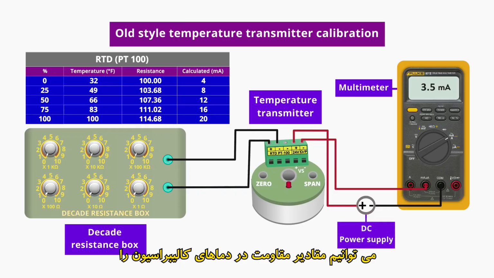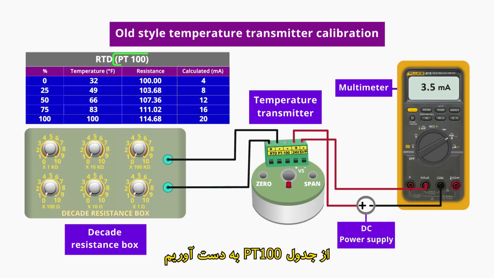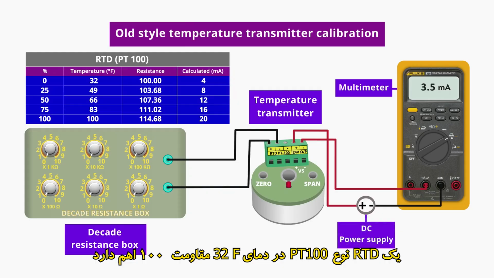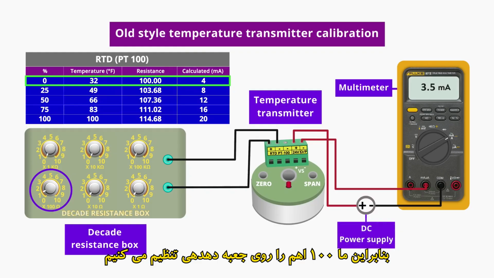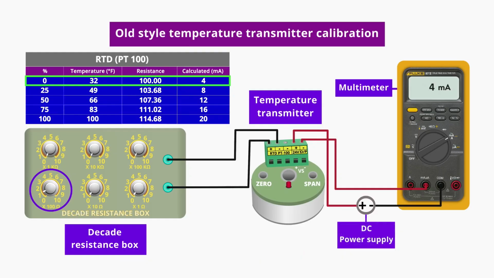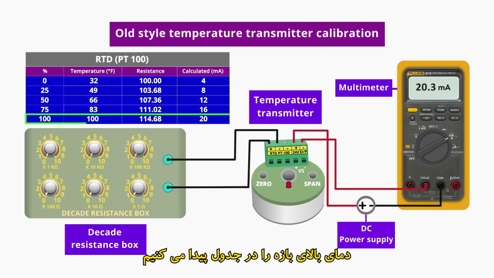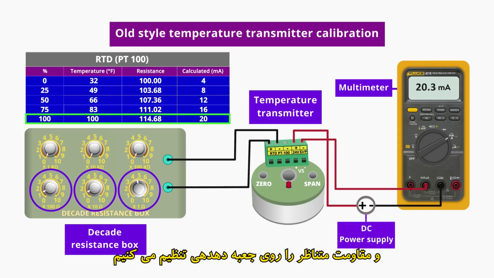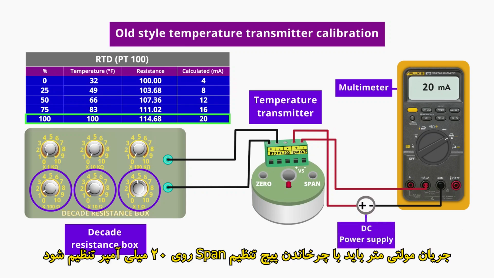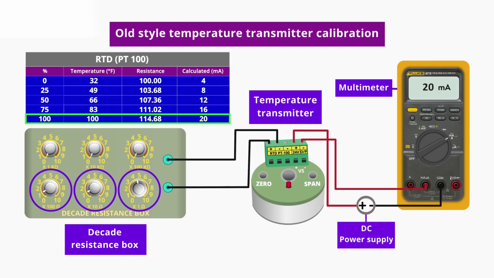We can get the resistance values at our calibration temperatures from a PT100 table. We will start with the zero calibration. As you can see in the calibration table, a PT100 RTD has a resistance of 100 ohms at 32 degrees Fahrenheit. So, we'll set 100 ohms on the decade box. The multimeter current should be adjusted to 4 milliamps by rotating the zero adjustment screw. For span calibration, we'll find the high range temperature on the table and set the corresponding resistance on the decade box. The multimeter current should be adjusted to 20 milliamps by rotating the span adjustment screw.